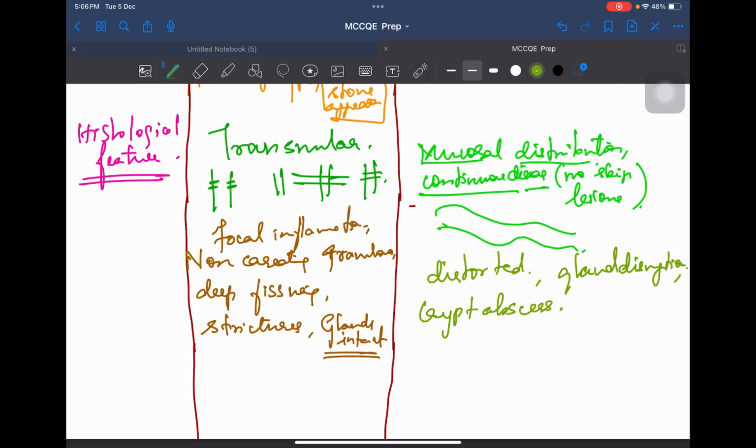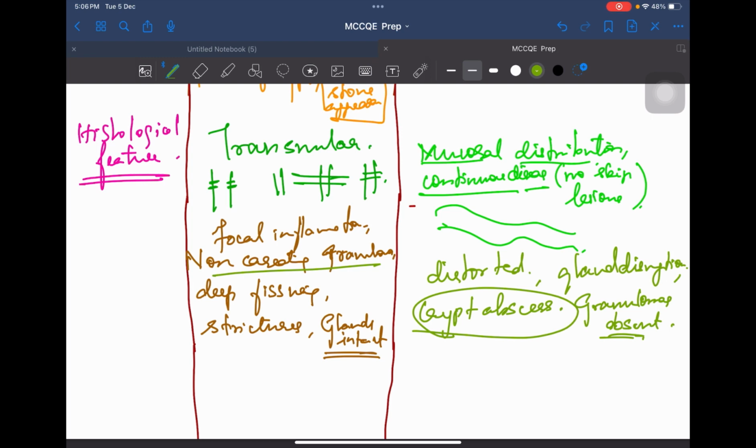Crypt abscess and granulomas. Crypt abscess will be present, whereas granulomas will be absent. Non-caseating granulomas will be present in Crohn's disease. Granulomas will be absent in ulcerative colitis. So let's summarize this part, the histological features.